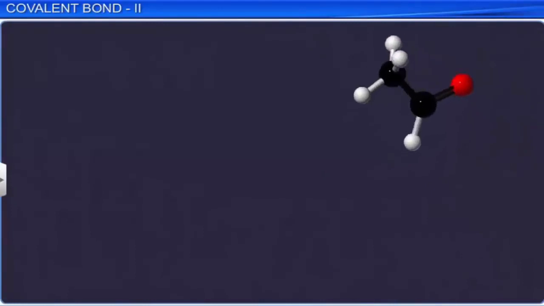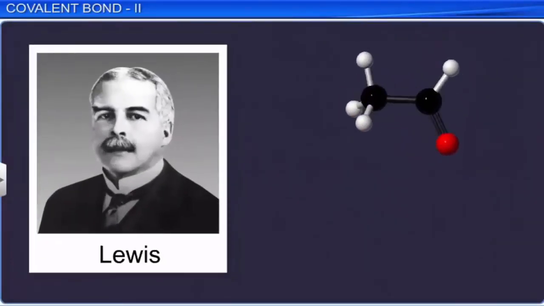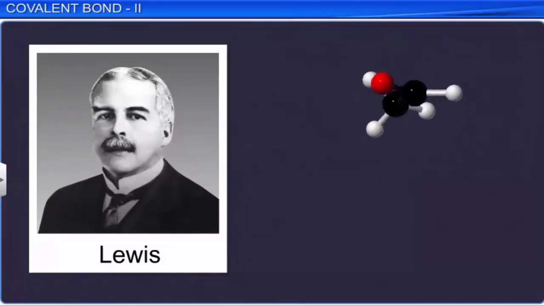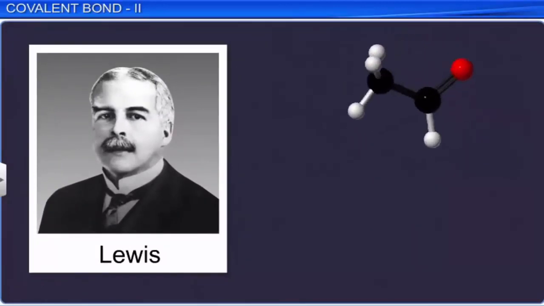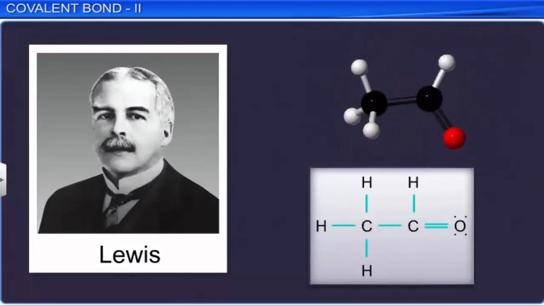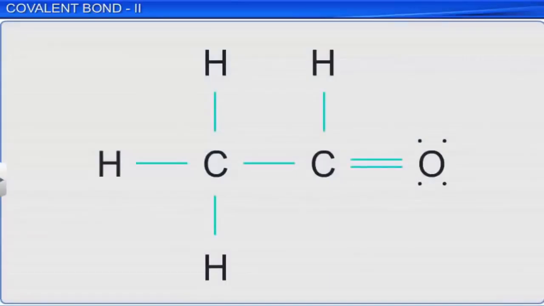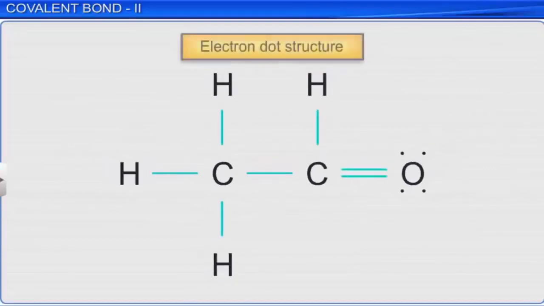To overcome this, Lewis established an easy way to represent bonds within molecules and ions. He created it as per the shared pair of electrons and the octet rule. In his method, electrons are drawn as dots and the bonding pair of electrons is represented by a line. Therefore, it is also known as the electron dot structure.